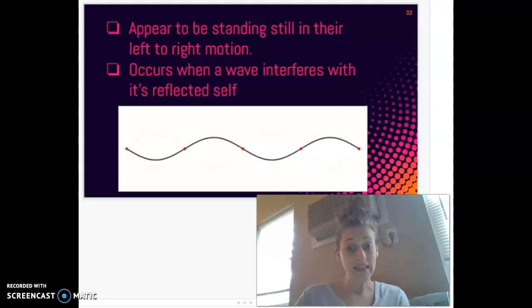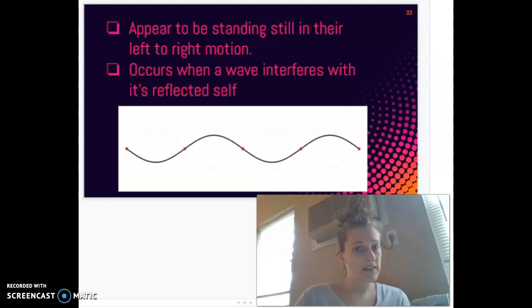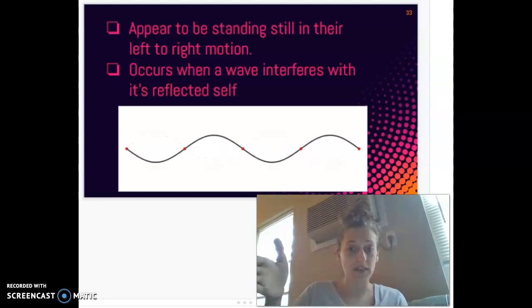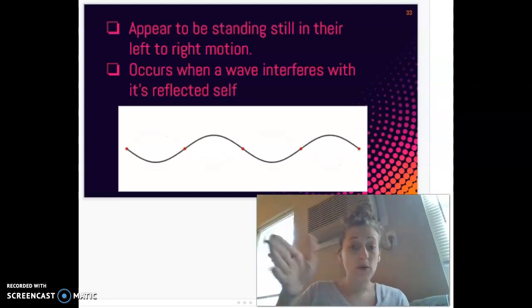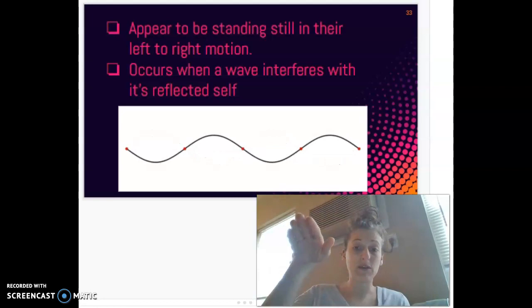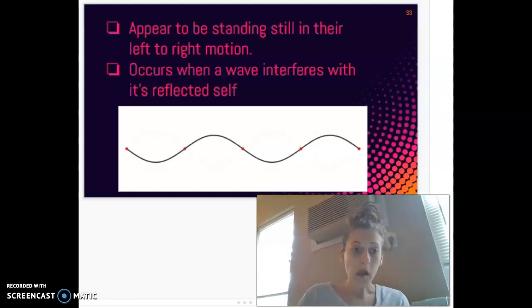So again, standing waves appear to be standing still in their left to right motion. It looks like they're not moving this way, but you do see motion up and down, right? So the amplitude can change. The displacement of the wave can change.